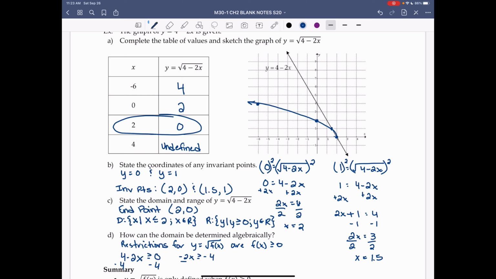Then we need to divide both sides by negative 2. And remember, when we multiply or divide by a negative, we need to switch the inequality sign. So we would get x is less than or equal to negative 4 divided by negative 2, which is positive 2. And then that becomes our domain.